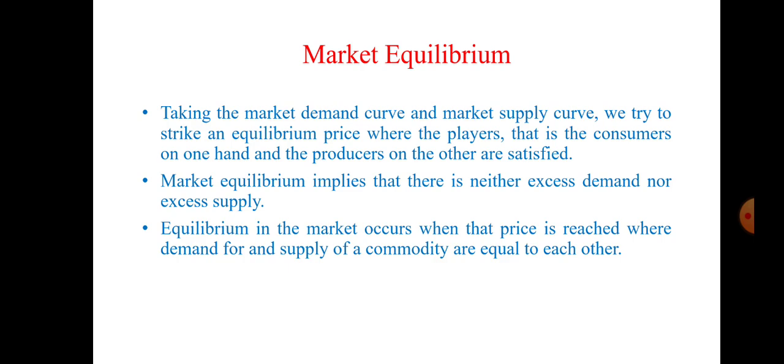Now let us understand another important concept, that is market equilibrium. Taking the market demand curve and market supply curve, we try to strike the equilibrium price where the players, the buyers, that is the consumers on one hand and the producers on the other hand, are satisfied. Market equilibrium implies that there is neither excess demand nor excess supply. Equilibrium in the market occurs when that price is reached where demand for and supply of a commodity are equal to each other. So this is called as market equilibrium.